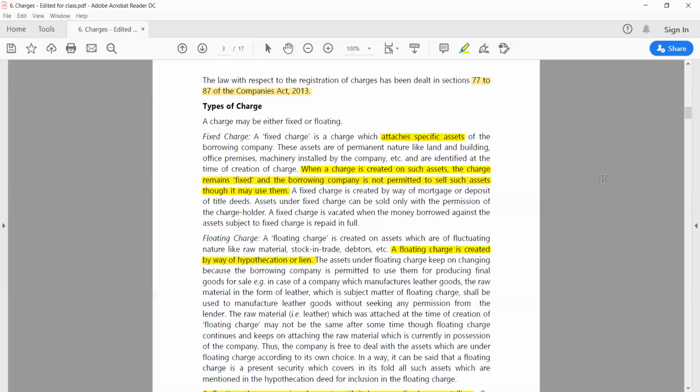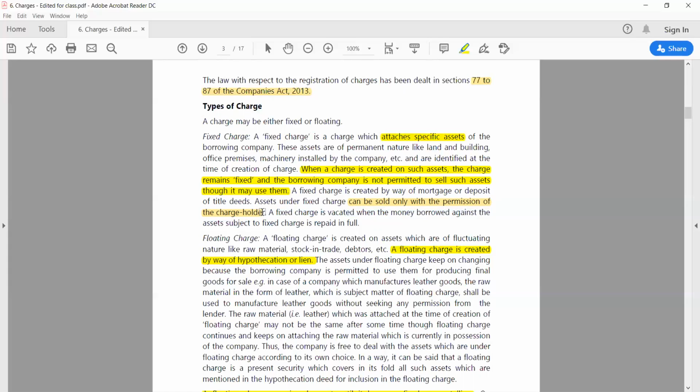See the next point, assets under fixed charge can be sold. If you want to, then it can be done only with the permission of the charge holder. So they made it very clear that if you want to do it, then the permission of the charge holder is very important. Now, who is the charge holder? A person in whose favor the charge is created is called the charge holder. So we need to be careful about it.